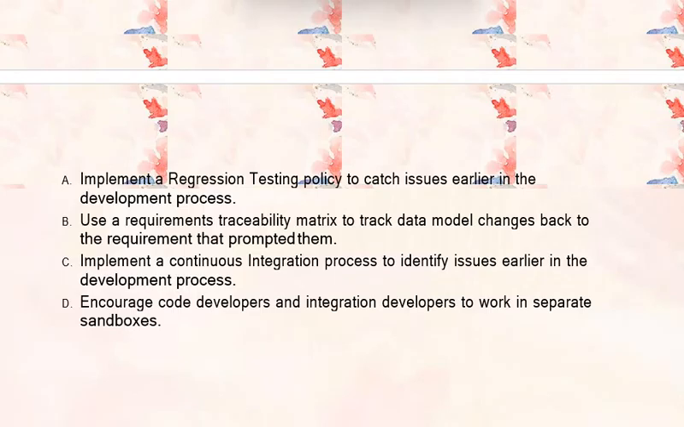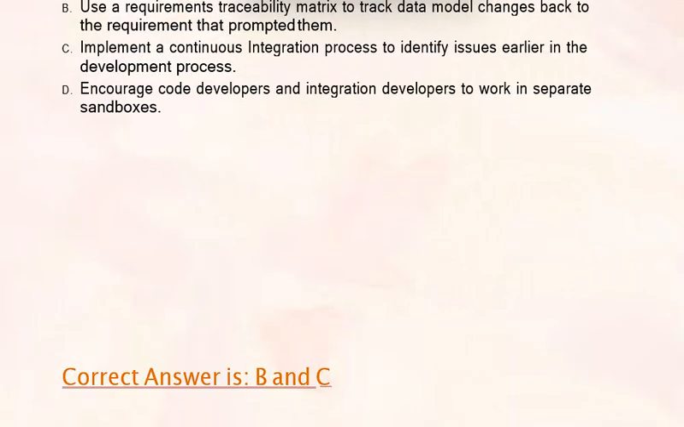Option B: Use a requirements traceability matrix to track data model changes back to the requirement that prompted them. Option C: Implement a continuous integration process to identify issues earlier in the development process. Option D: Encourage code developers and integration developers to work in separate sandboxes. Correct answer is option B and option C.